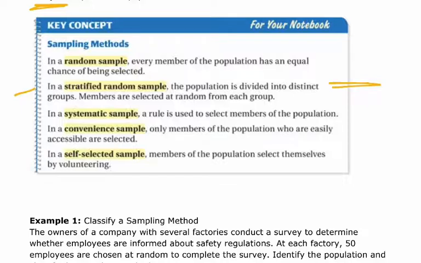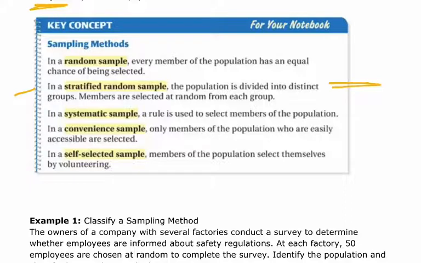So I have a list of 9th graders, a list of 10th graders, a list of 11th, and a list of 12th. Then from each of those lists, I might randomly choose 6 people. That way it gives me a little bit of each grade level of that population. A systematic sample, the third one there, is a rule that we apply.